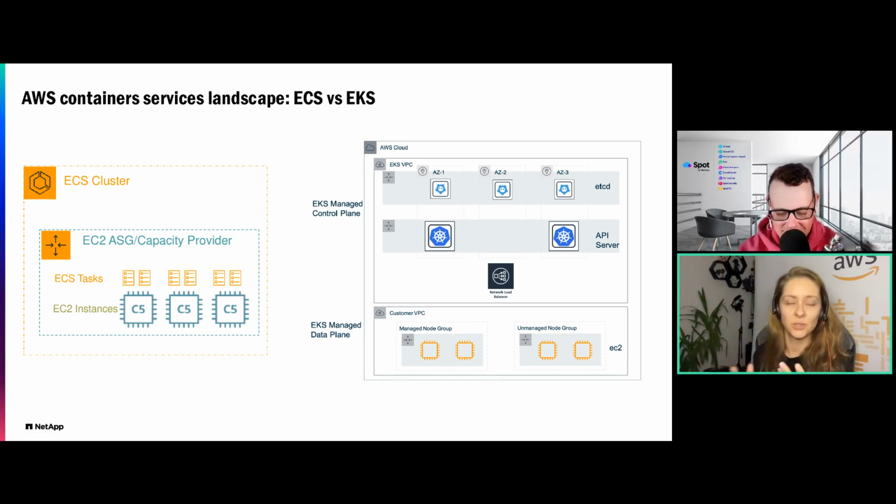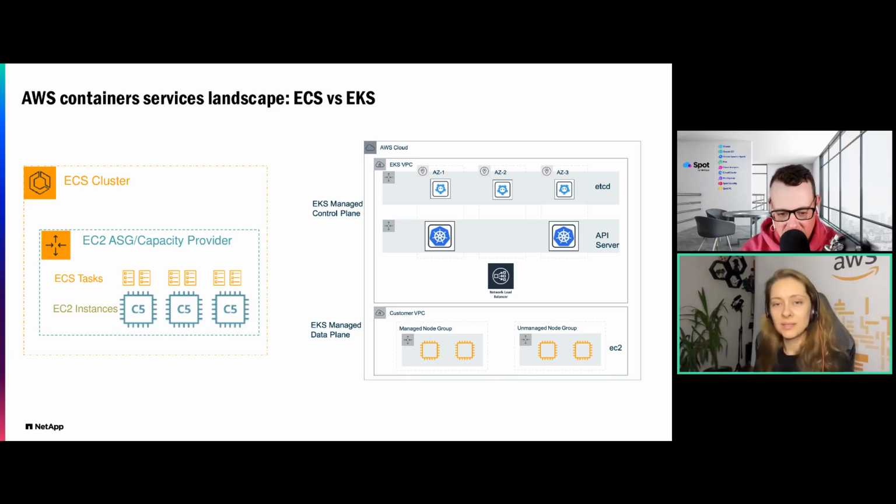So Fargate is like a serverless version where you pay for the vCPU and memory that you provision. And with EC2, a lot of people are probably familiar with EC2. You just pay for the hours that you are running the EC2 instance.